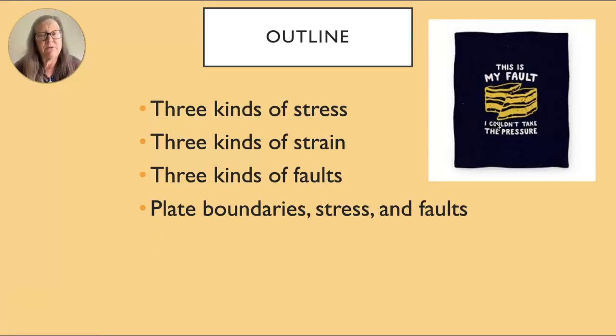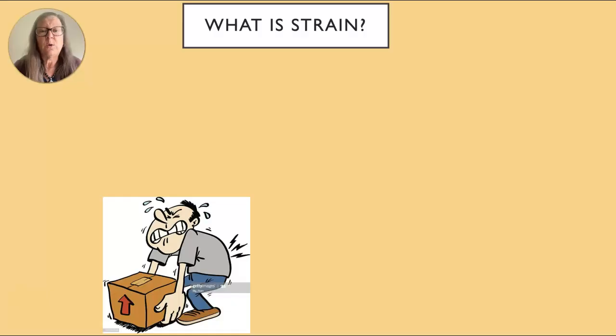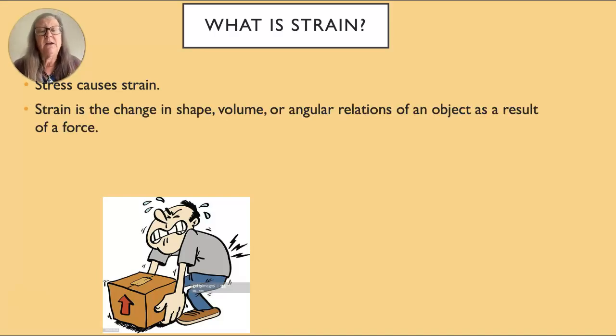Okay, let's talk about the three kinds of strain. So what is strain? Well, strain, first of all, is caused by stress. So in geology, a force, a stress, causes strain in an object. And what is strain? Well, it's a change in the shape or the volume or the angular relations in an object. We think of the word strain when it comes to our bodies as maybe pulling a muscle. I guess that's kind of a little deforming of some part of your body.